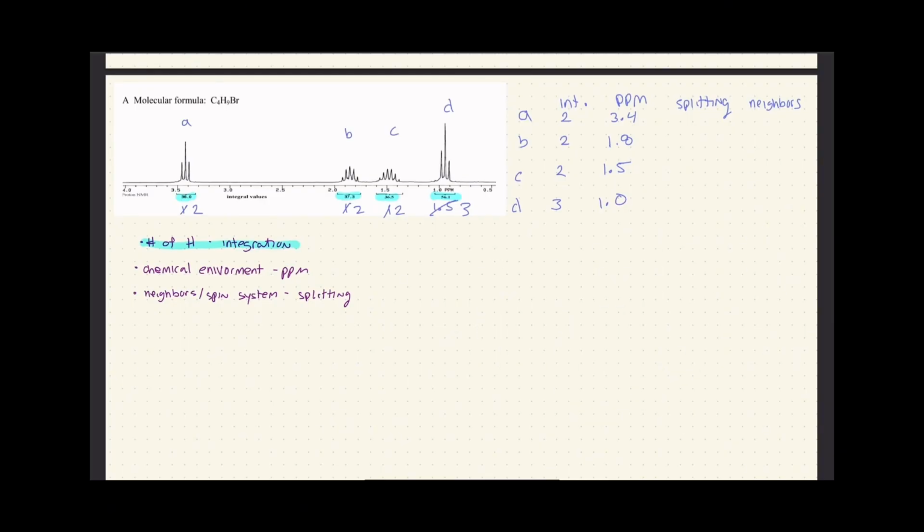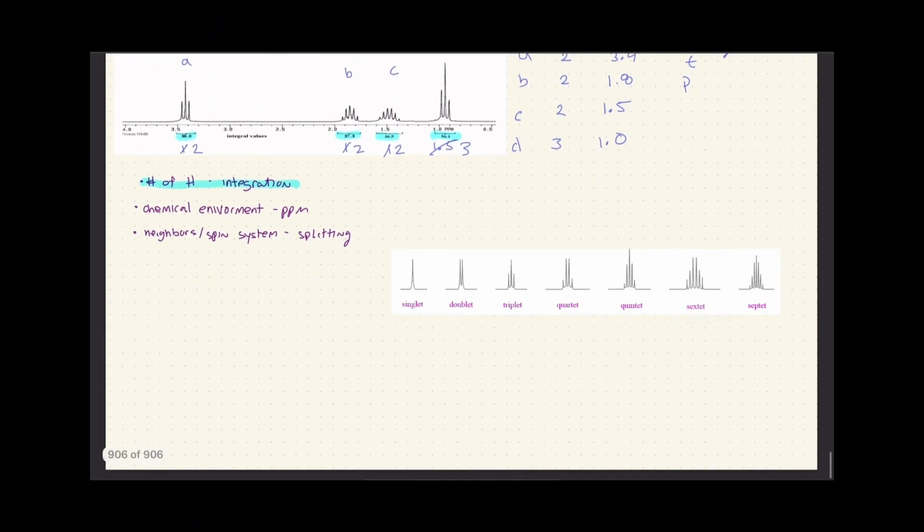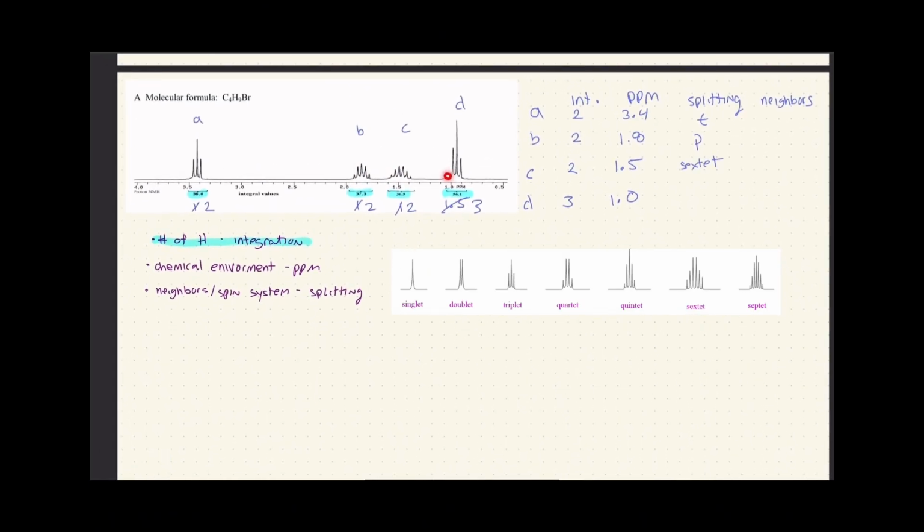Now, if I'm looking at the splitting, I see that there are 3 peaks. 3 peaks is going to be a triplet. Here I see that there are 1, 2, 3, 4, 5, which is going to be a pentet. Here I see 1, 2, 3, 4, 5, 6, which is going to be a sextet. And here I see 1, 2, 3, which is going to be another triplet.